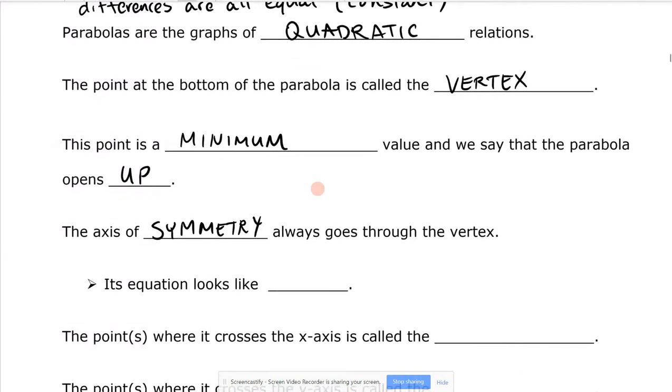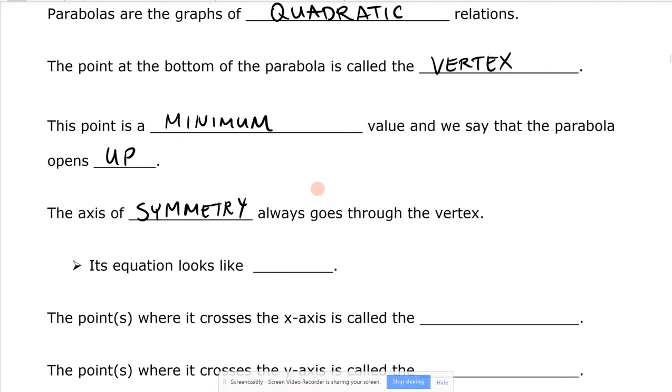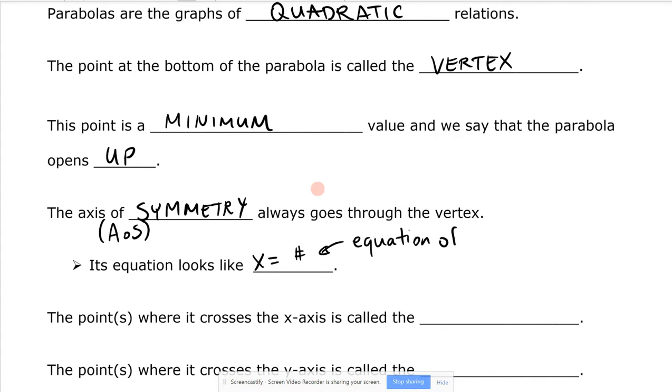Okay, and the axis of symmetry does have an equation. The axis of symmetry is sometimes denoted as AOS. If you ever see me write AOS, it means axis of symmetry. And we write the equation because it's a line. It's a vertical line. You might remember how to do vertical lines. A vertical line is x equals some number, whatever number that might be. So you might recall that this is the equation of a vertical line.